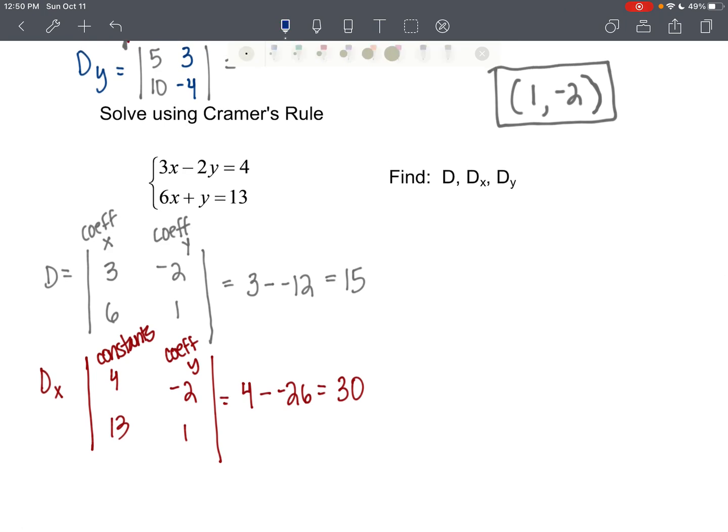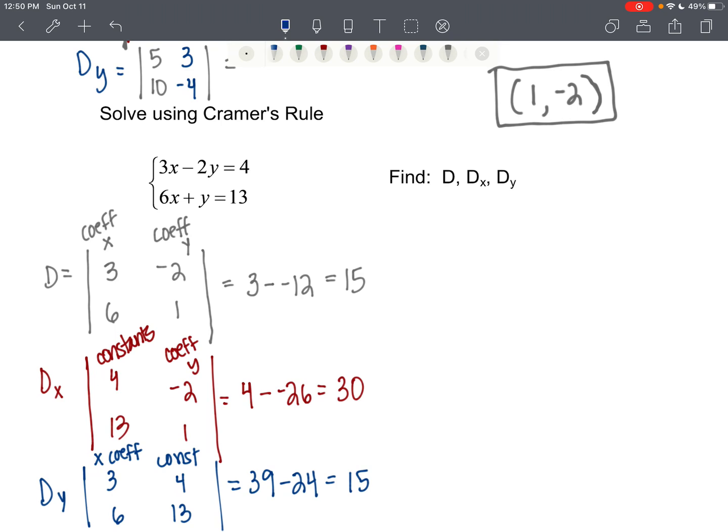Then we have the determinant of y, and the determinant of y, the x coefficients stay, but then we have our constants replacing y, and our constants are 4 and 13. So that's going to give us 39 minus 24, which is 15. So D is 15. The determinant of x is 30. And the determinant of y is 15.